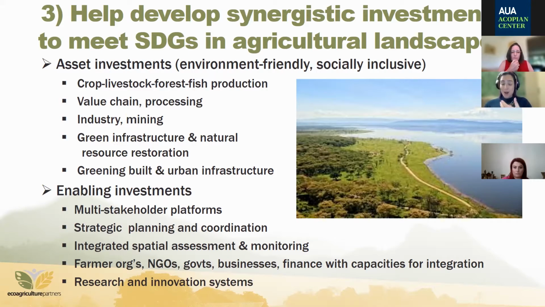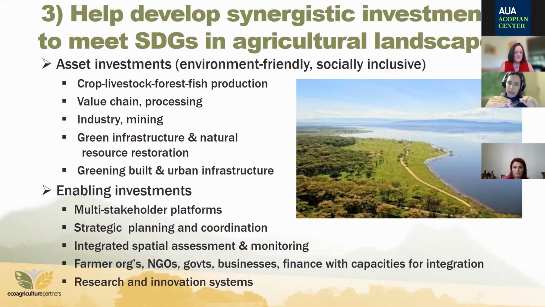There's 2 basic kinds of investments that we refer to. One of them is asset investments. These are the investments that actually make change on the landscape. Changes in crop and livestock production, value chain companies, industry and mining, green infrastructure, natural resource restoration, greening the built and urban infrastructure, et cetera. Those are the things that impact the landscape directly.